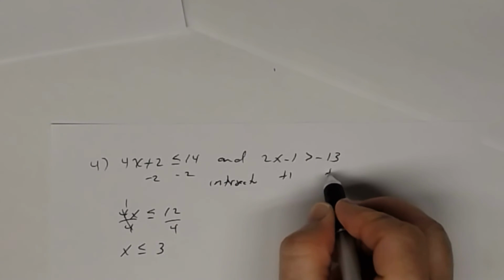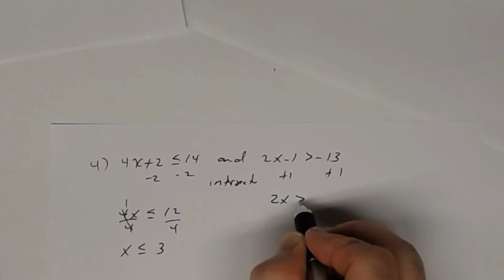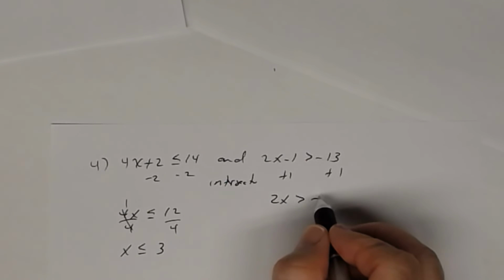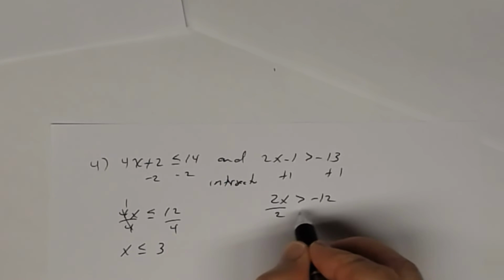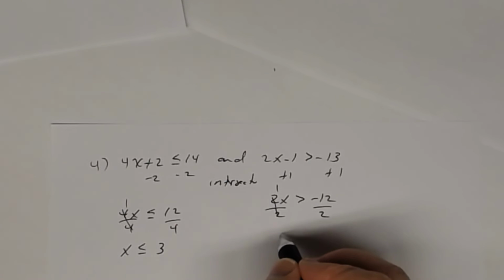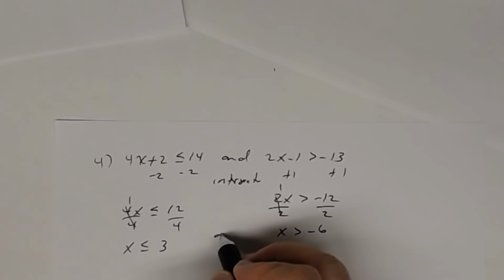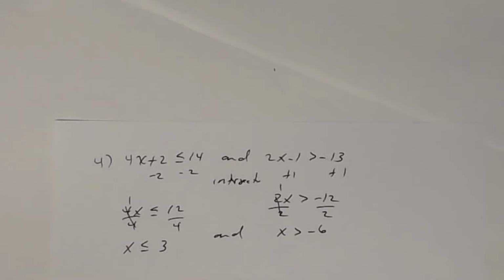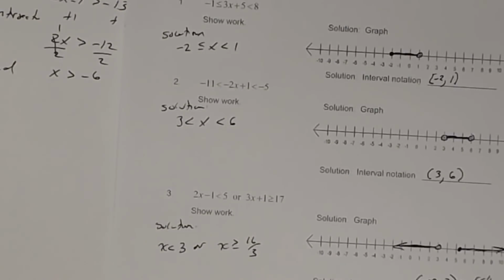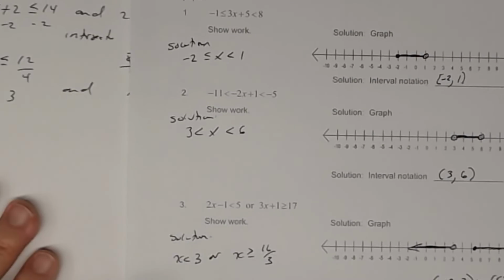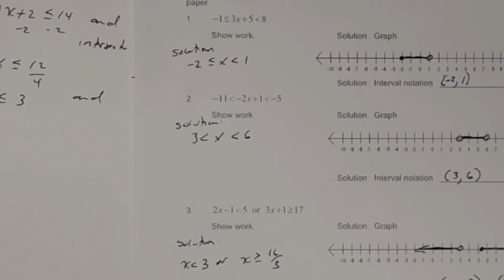So over here, we're going to add 1 to both sides. So I get 2x is greater than negative 13 and 1 is negative 12. Divide both sides by 2, and then simplify. I get x is greater than negative 6. All right, now remember, that's an and statement. All right, so what I have so far is this. I'm just going to go ahead and rewrite what we have here. So the solution so far is this.